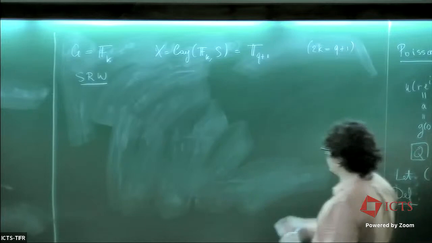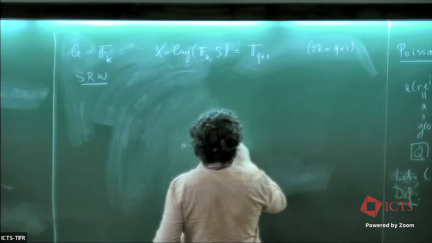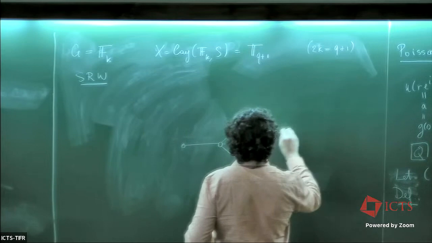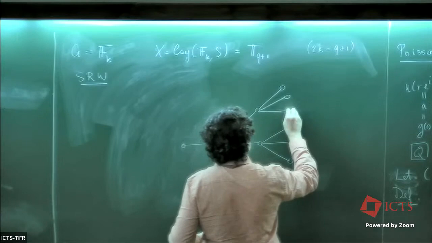So what does the tree look like? Of course, we've drawn a similar tree before. Let's do the case where q equals 3, as we are most used to. So let's draw it like this. There's another part here.